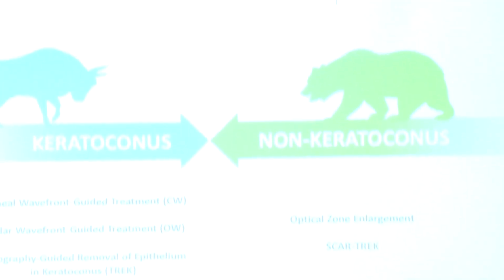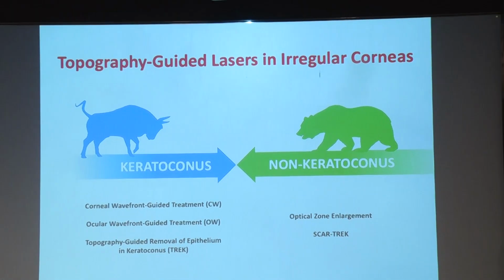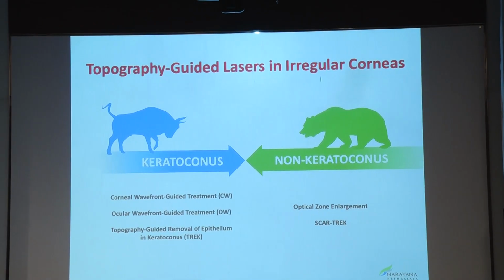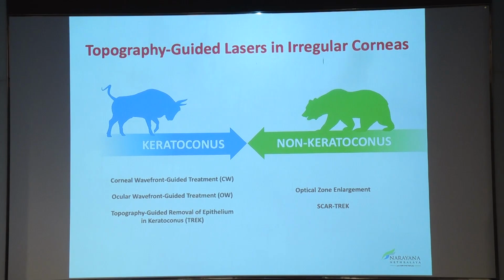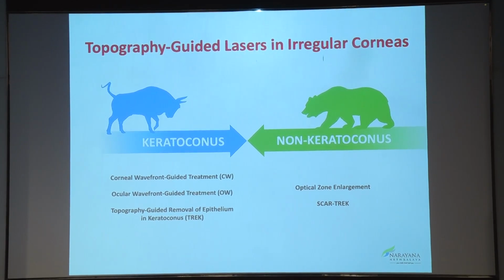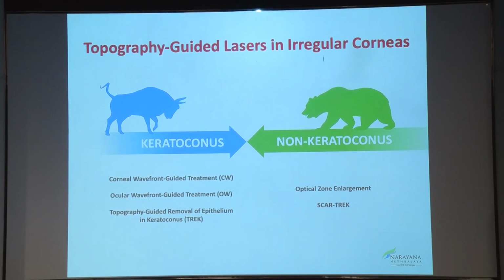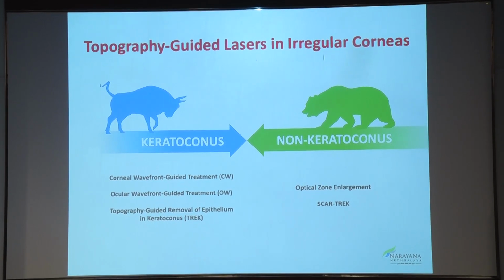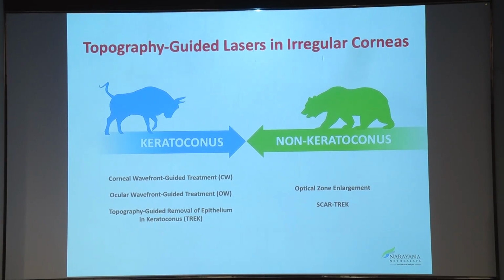So whenever we are doing topo-guided lasers, we are dealing with an irregular cornea, and that's why we need to do it. It can be a keratoconic cornea, or it can be a non-keratoconic cornea. If it's a keratoconic cornea, you have various options based on the topographer and the refractive suite you have. It is either corneal wavefront, ocular wavefront, or the topo-guided removal of epithelium in keratoconic eyes.